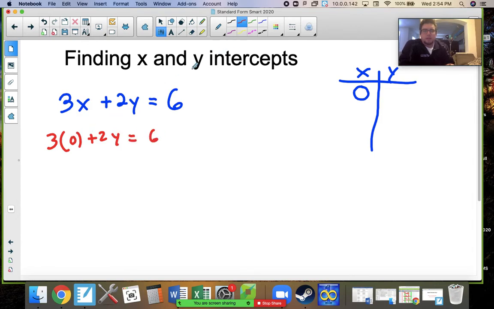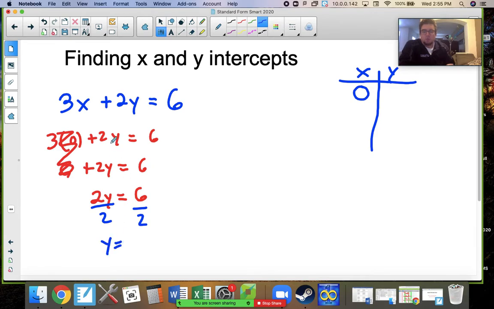Three times 0 is 0. And 0 plus 2y is just 2y. So all of this stuff basically disappears. I divide both sides by 2. And it turns out that when x is 0, y is 3. Now I have my y-intercept, and I can plot that point.